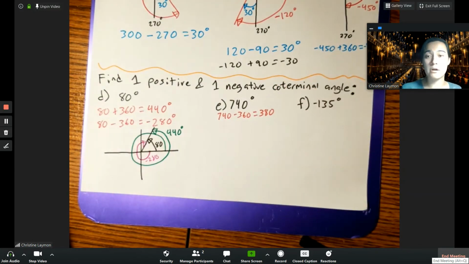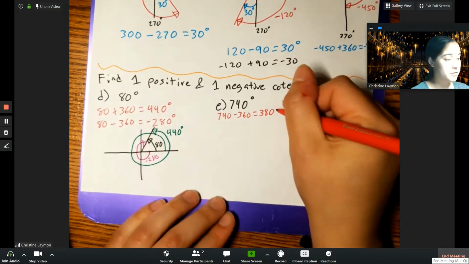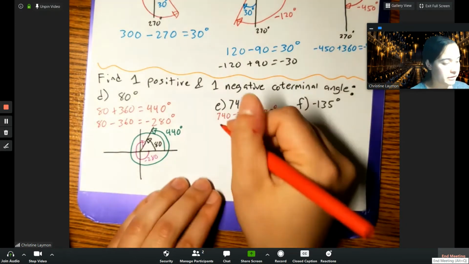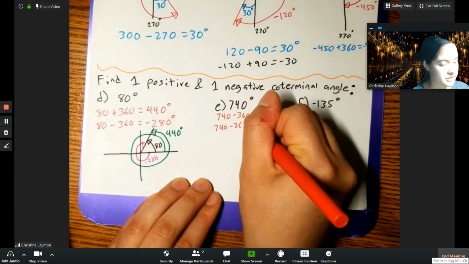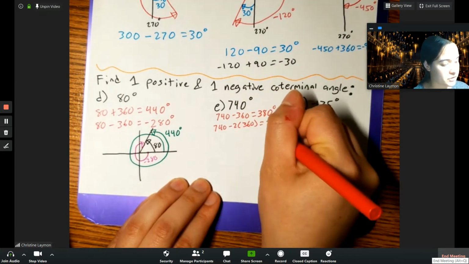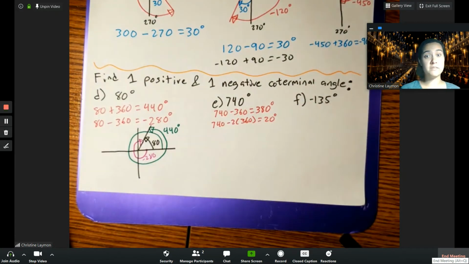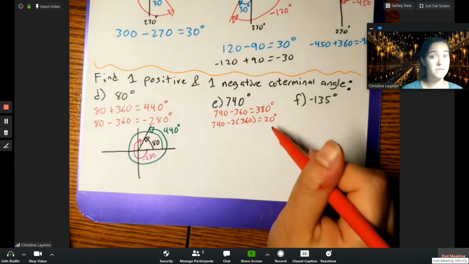That would be perfectly fine. Or I could actually go down again. I could do 740 minus 2 times 360, and I'll be left with 20 degrees. Again, at this point, I could use either one of these, and it would be fine.